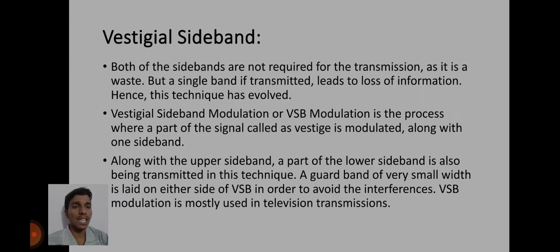Vestigial sideband modulation, or VSB modulation, is the process where a part of the signal called a vestige is modulated along with one sideband. So one sideband and a vestige. Vestige means a part of the signal, the input signal. It is transmitted along with the upper sideband, and a part of the lower sideband is also transmitted in this technique.